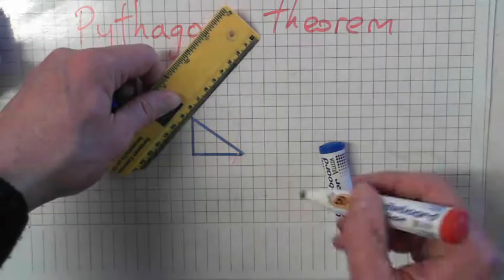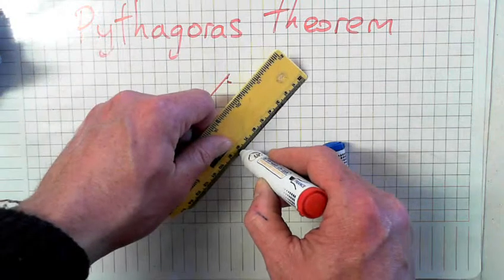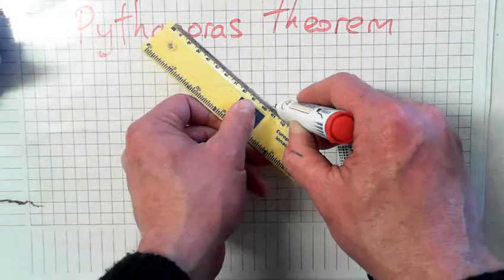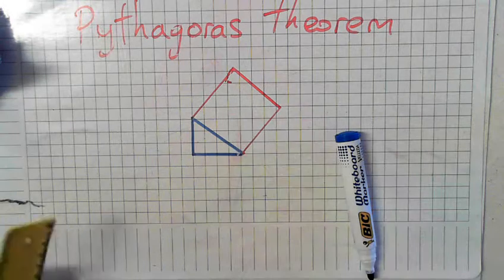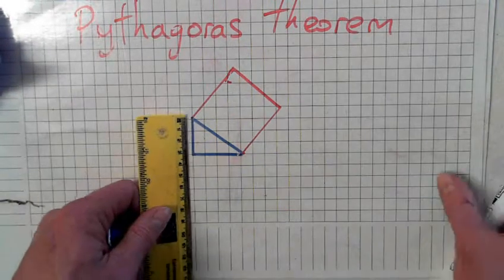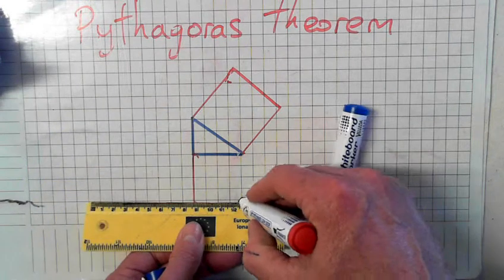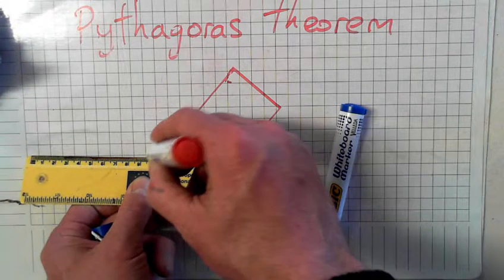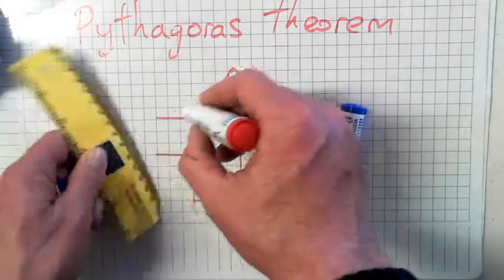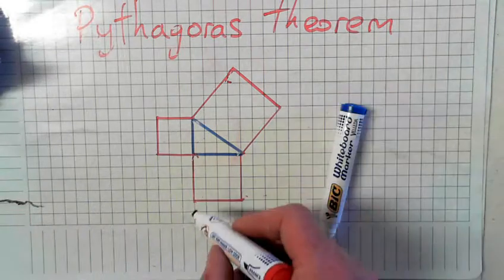Right, Pythagoras theorem says the square on the hypotenuse here. So if I make a square out of that, the area of that square on the hypotenuse is the same as these two squares added together. If I make a square out of this side, and I make a square out of this, if I add the area of these two fields, it'll be equal to the area of this one.